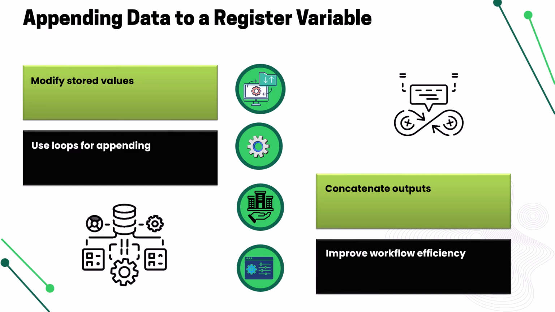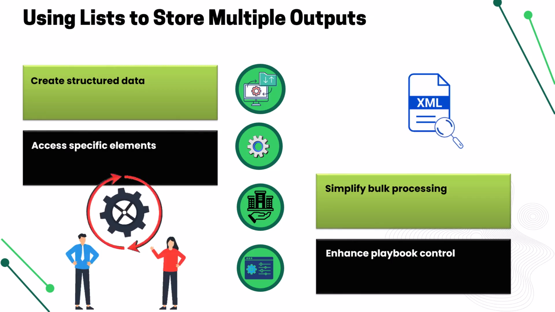Think of register variables like a dynamic notebook. Sometimes you need to add more notes. By using loops and concatenation, you can store multiple outputs efficiently. It keeps your playbooks from becoming static, enabling flexible workflows that grow as they run. If one result is helpful, multiple results must be powerful. Lists store multiple outputs, letting you batch process and access structured data with ease. It's like keeping all your groceries neatly in a basket instead of carrying them one by one.